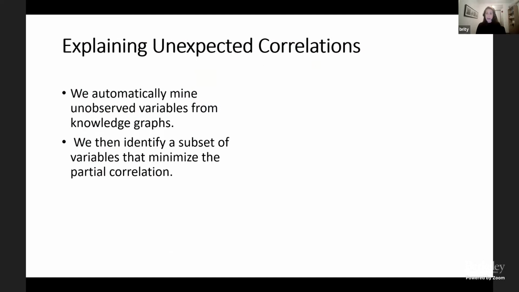So at a very high level, what we did, we automatically mine unobserved variables only from knowledge graph in this work. And then after getting hundreds of maybe relevant, maybe not relevant variables, we enrich datasets. The main goal was to identify only a small subset of variables that explain the correlation that we see in the query.